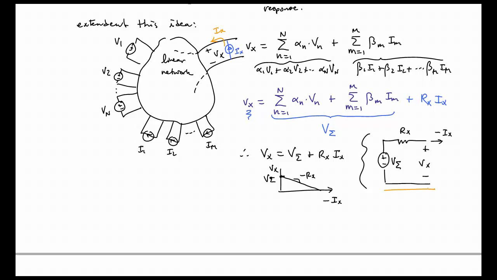All right, and this is the Thevenin theorem. We just proved it. So this is equivalent to this voltage source, which now we will call V Thevenin, but it's just our V sigma, and we'll call it R Thevenin, which is just this Rx.